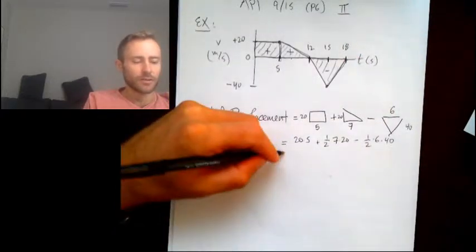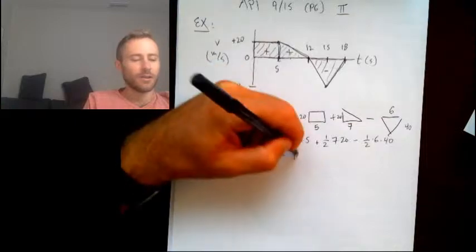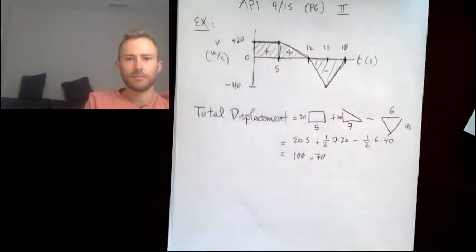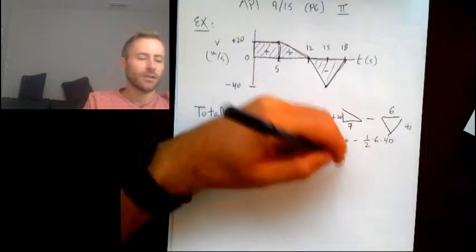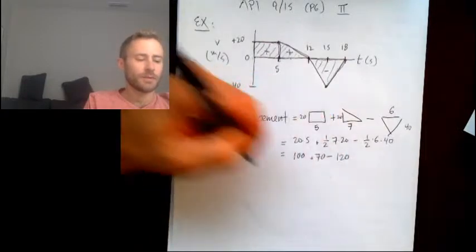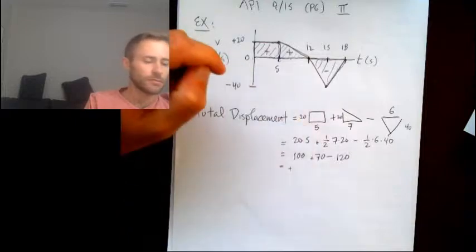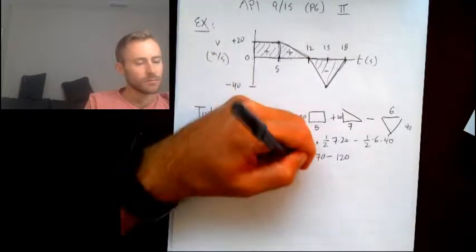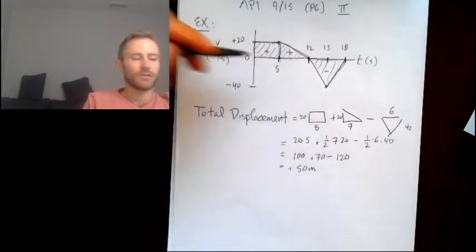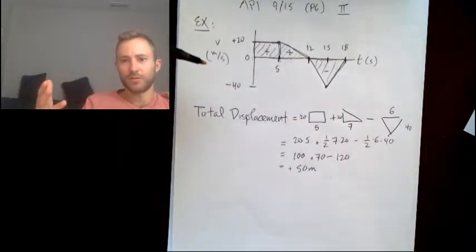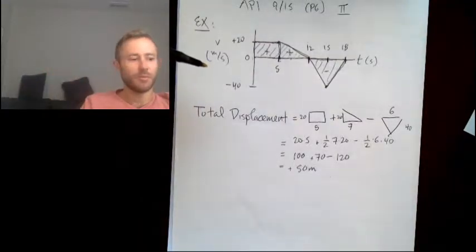So this is going to be 100 plus 70 minus 120. So that equals what? Plus 50 meters. So whatever object has a motion graph described by this would have traveled 50 meters.